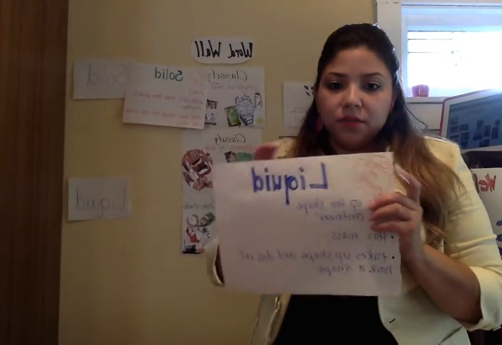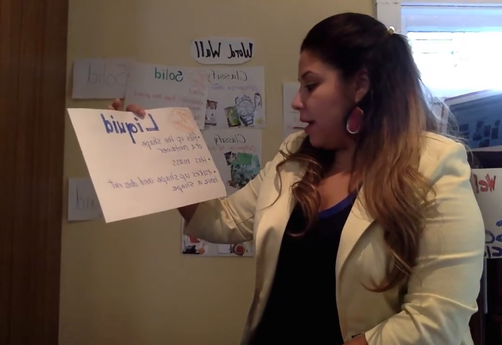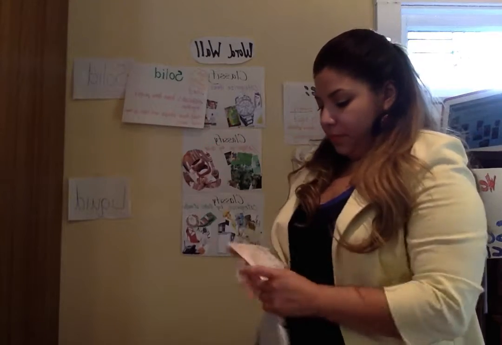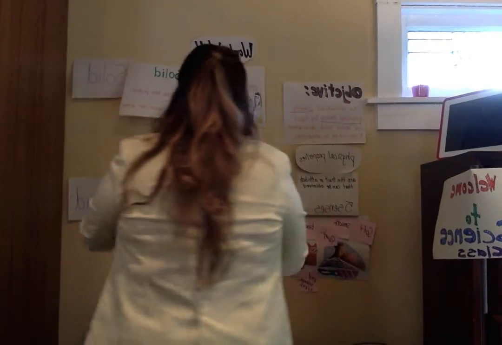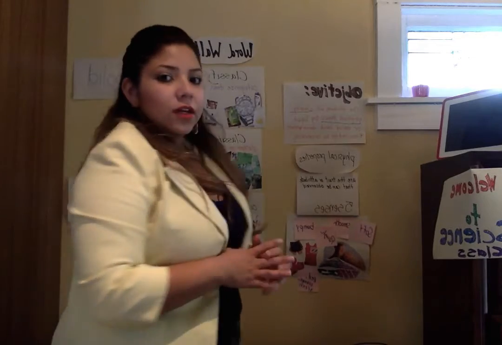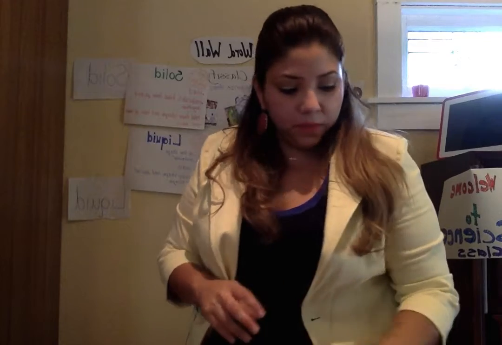Our second state of matter is liquid. It fills up the shape of a container. It has mass. It takes up space and it does not have a shape of its own. Solid and liquid are the two states of matter that we are going to be working on today.